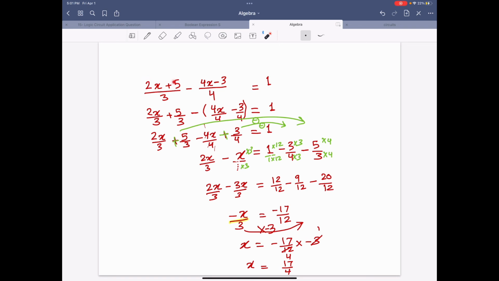Okay, but keep in mind that each of these terms had to be written as a fraction, and then I ended up with the same exact answer.